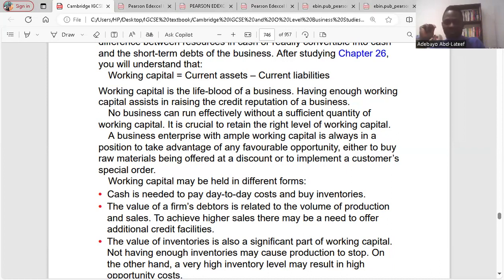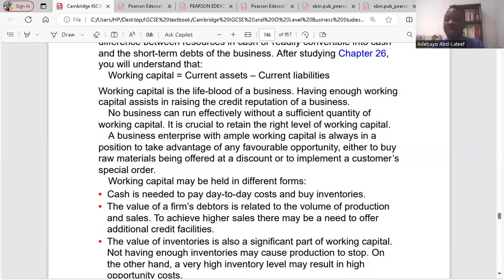We cannot operate. So a business enterprise with ample working capital is always in a position to take advantage of any favorable opportunity, either to buy raw materials being offered at a discount or to implement a customer special order. So if you have enough working capital, whatever business opportunity comes to you, you'll be able to use it. Maybe there's a discount given for a specific period of time. If you don't have cash available, you won't be able to enjoy the discount. So having working capital gives you the opportunity to explore. That is the point there.